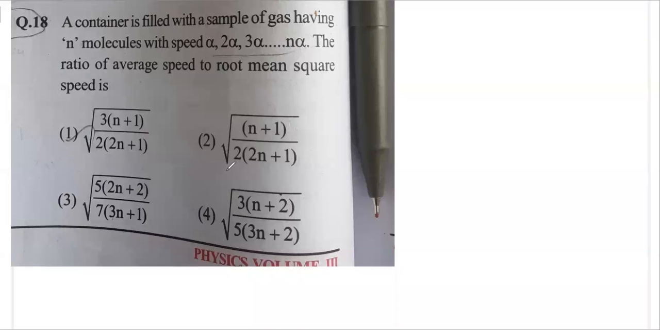Hello. Okay, so here a container is filled with a sample of gas having n molecules. Their speeds are given as V1, V2, up to n speeds. We need the ratio of average speed to root mean square speed.